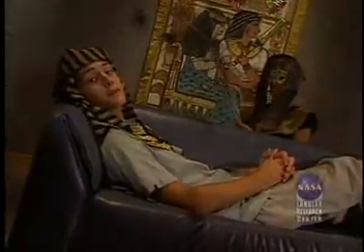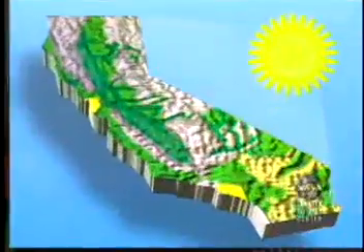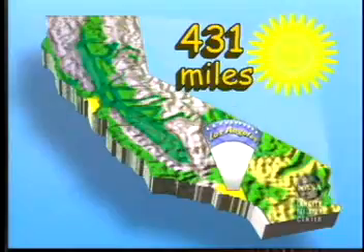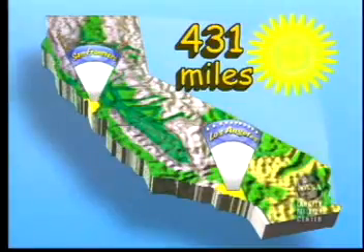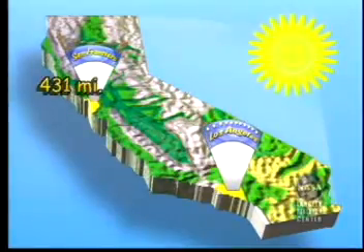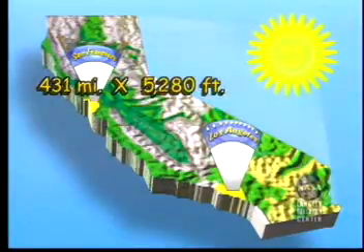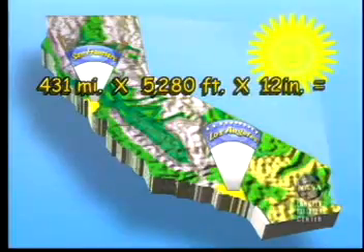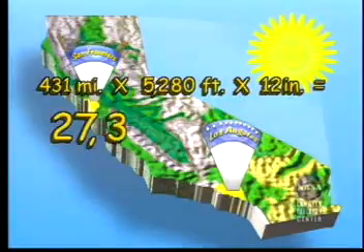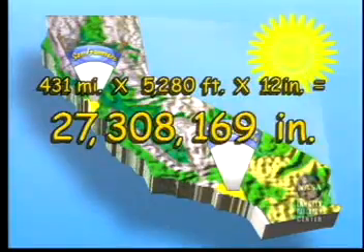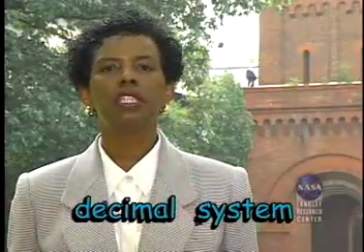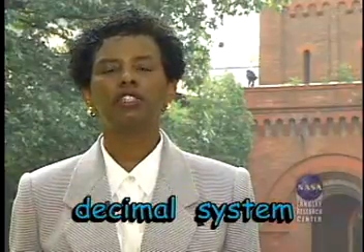Converting different units of measurement, like miles to inches, requires some math. Here's an example. It's about 431 miles from Los Angeles to San Francisco. To convert these miles into inches, simply multiply the number of miles, 431, by the number of feet in a mile, 5,280, by the number of inches in a foot, 12. 431 miles converts to 27,308,169 inches. Whew.